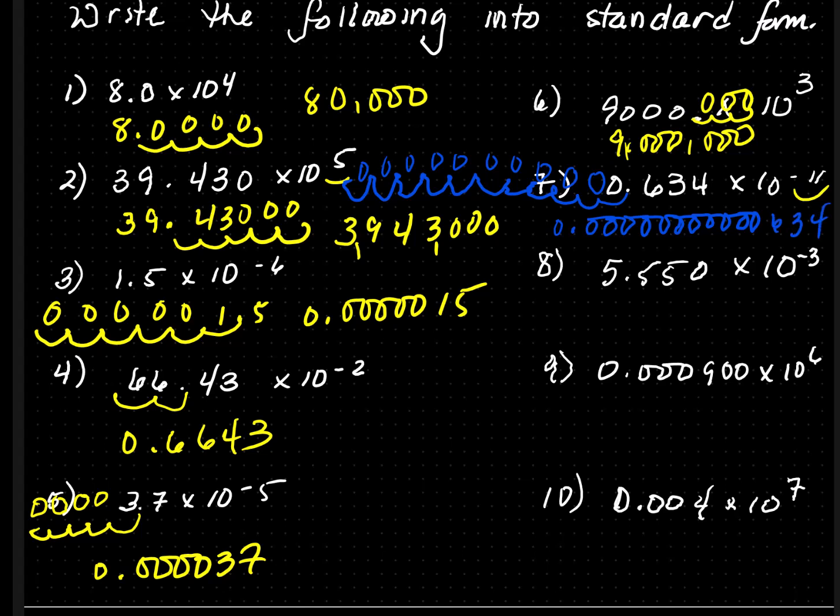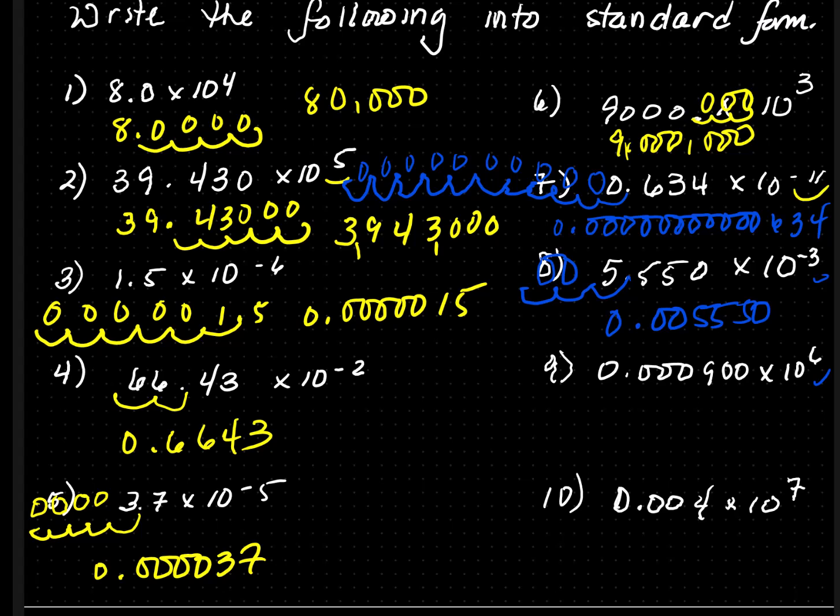On number 8, again, this is a negative exponent. So we're going to locate the decimal. And we're going to move to the left to make a smaller number. 1, 2, 3. All these places need placeholders. I'm going to rewrite it to clean it up. 0.005550.